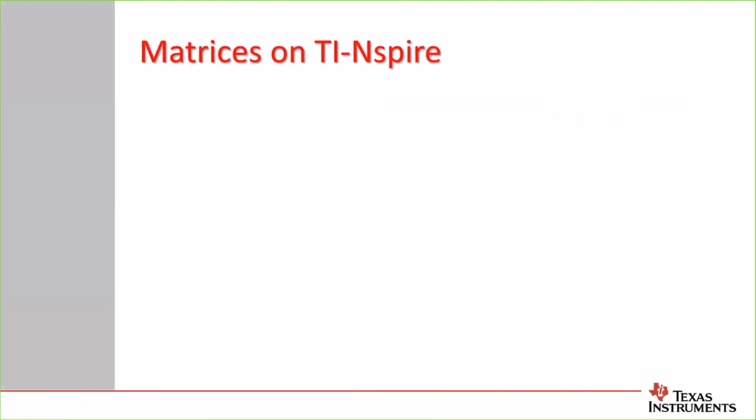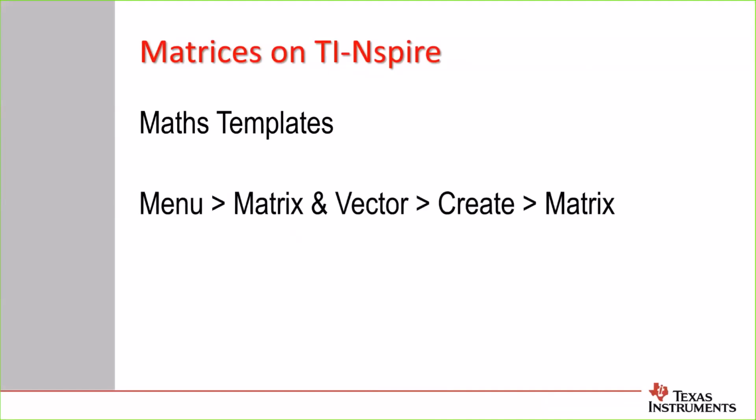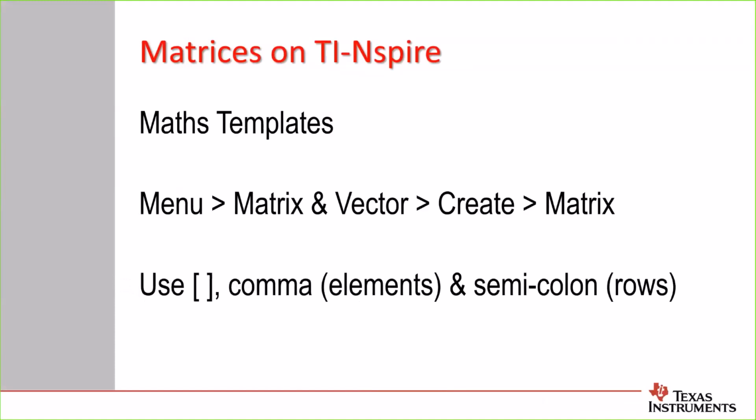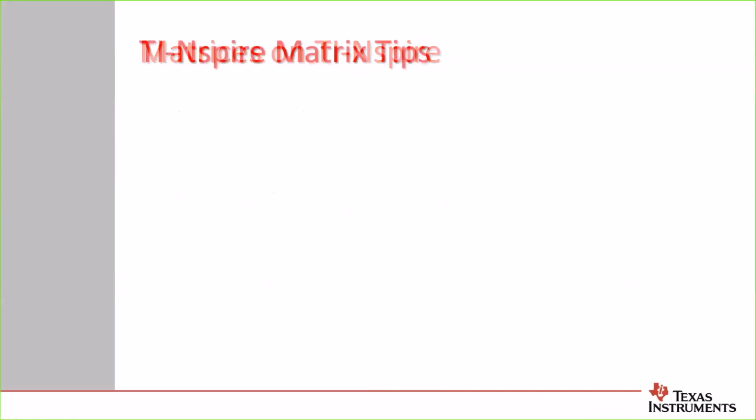All right, so just in case people haven't got any questions, we've still got a few more things to go through. So you saw to create a matrix, you can do that through the math templates. You can do it through the menus: matrix, vector, create matrix, all of those work. But also if you're doing it on your computer, using the square brackets, a comma separates the elements, and a semicolon will separate the rows or create a new row.